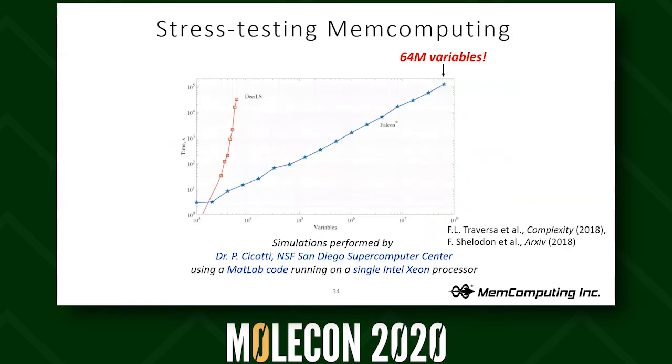We have even tested this, emulating it in software. For example, these are some preliminary SAT tests we did with the San Diego Supercomputer Center. We were solving some hard SAT problems and comparing against one of the best solvers from the SAT competition, called DCLS, from 2016-17. We can see that with memcomputing the scaling is essentially linear, and we arrived at solving instances of those problems with up to 64 million variables, which are very large circuits.